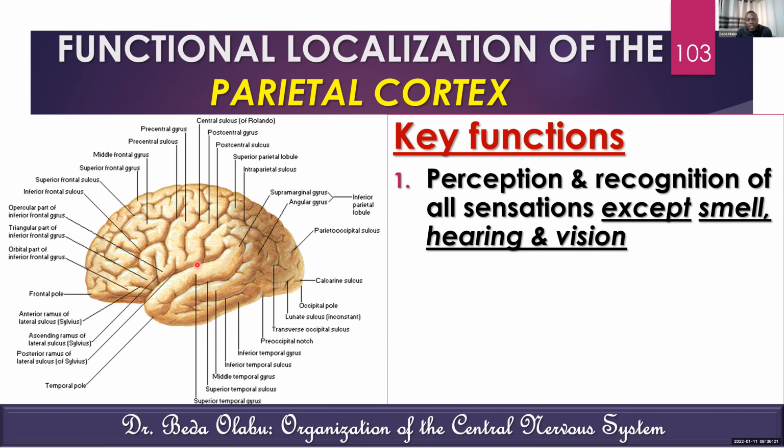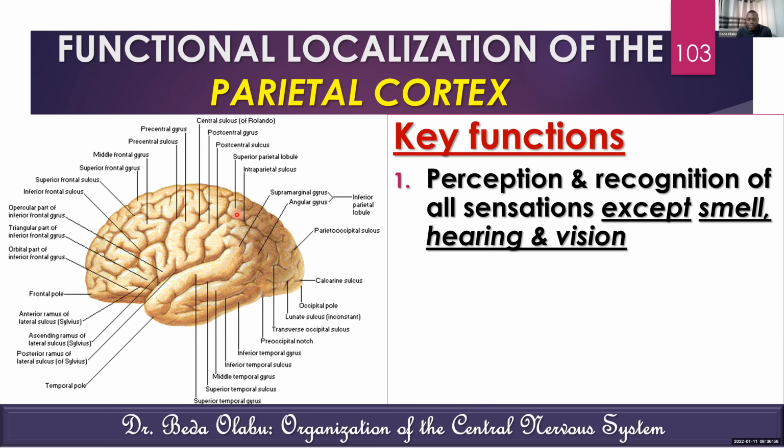And the lower part there, or the operculum, is for perception of taste. So we see that indeed many sensations are actually being perceived in the parietal cortex, apart from those three. And the superior parietal lobule is the region for recognition. That's area number 5 and 7. For the postcentral gyrus, this is area number 3, 1, and 2.